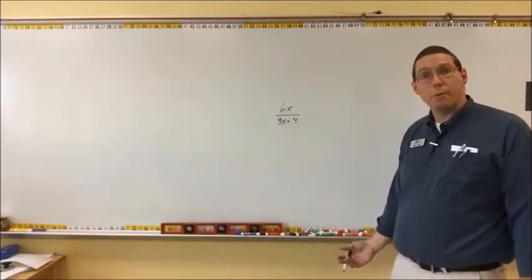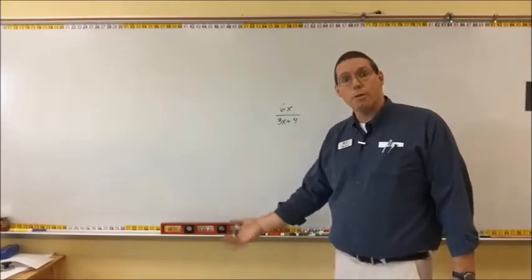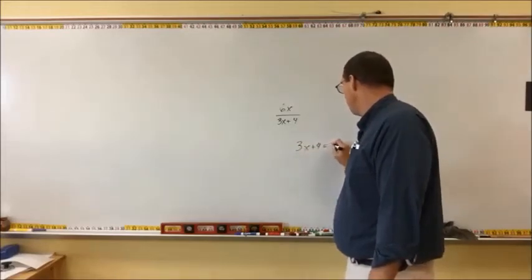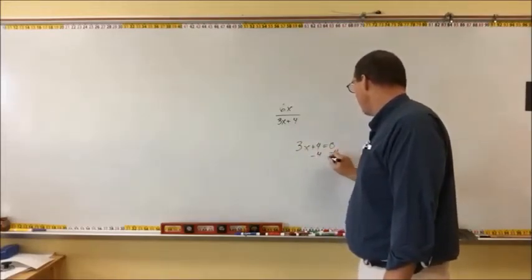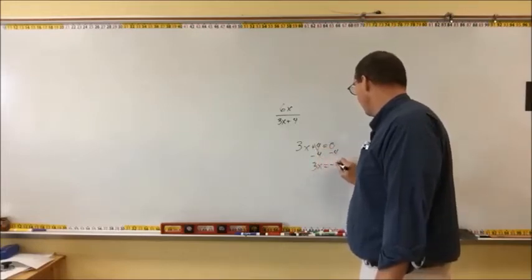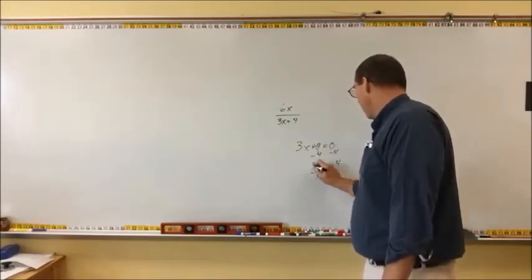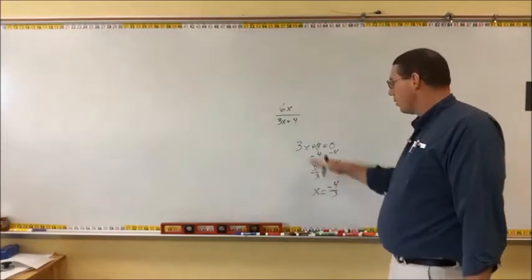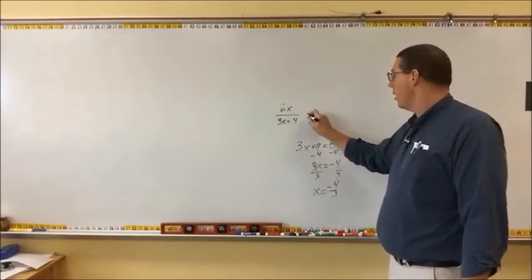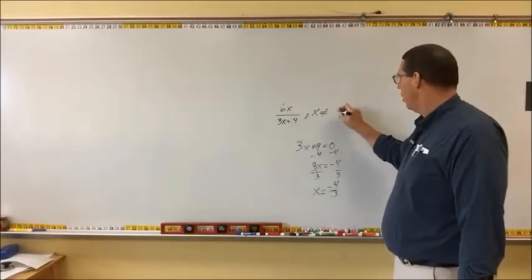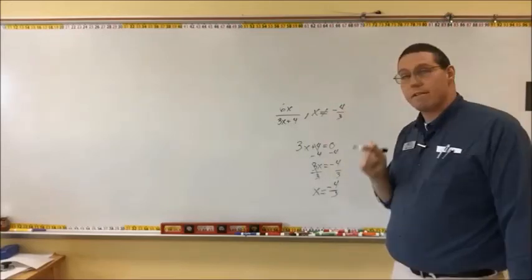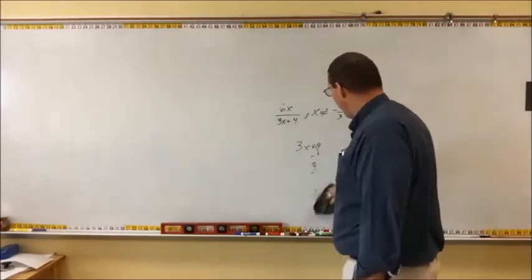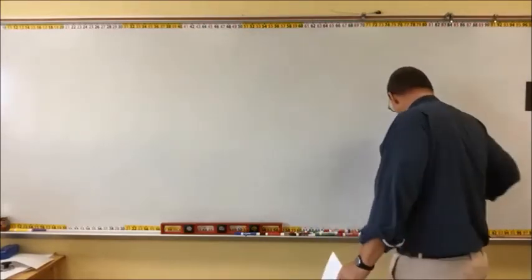Well, what we would have to do is set the denominator equal to 0 and find the 0. So 3x plus 4 equals 0, minus 4, we get 3x equals negative 4, divide by 3 on both sides, and when x is negative 4 over 3, the denominator would equal 0. Therefore, x cannot equal negative 4 over 3. That is a very important concept that you need to understand.